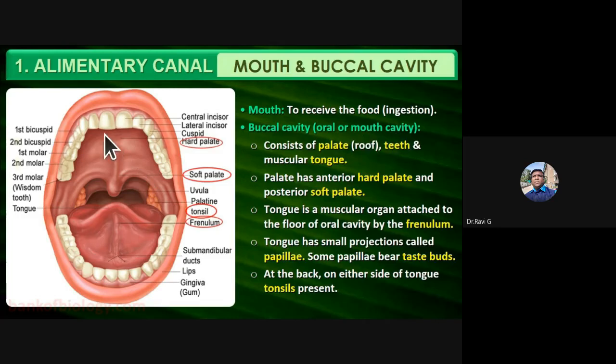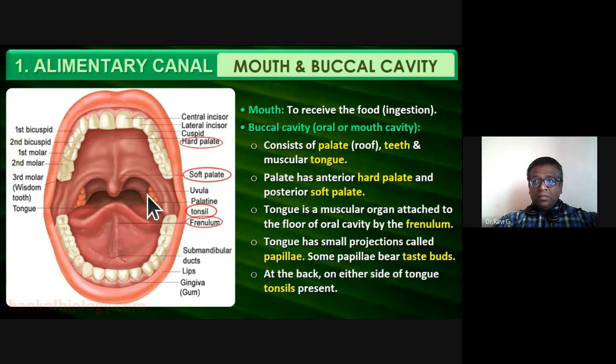It consists of a palate. The roof of the mouth we call as palate. So it is a hard palate. Then the teeth and a muscular tongue.